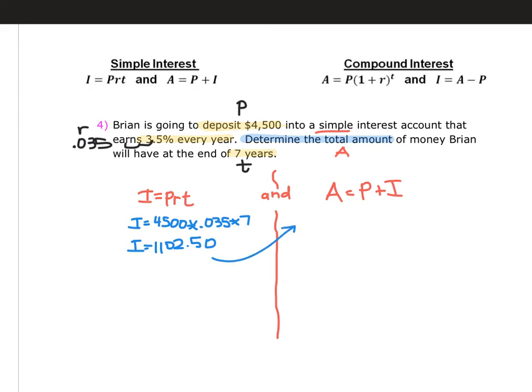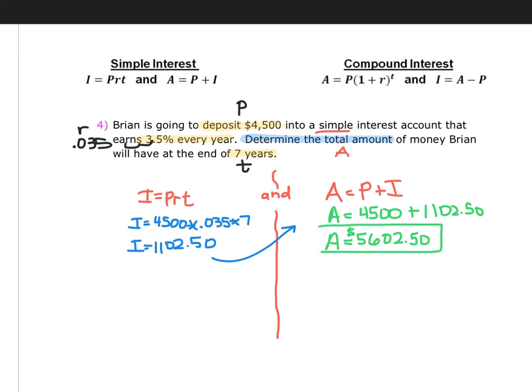From here I'm going to take that interest and find my account balance, or my total amount. So A equals 4,500 plus the interest. For simple interest, you add on the second step. So add those two together and you end up with $5,602.50. So Brian, at the end of 7 years, his money went from $4,500 to now having $5,602.50. Hope these examples help. Let me know if you have any questions.